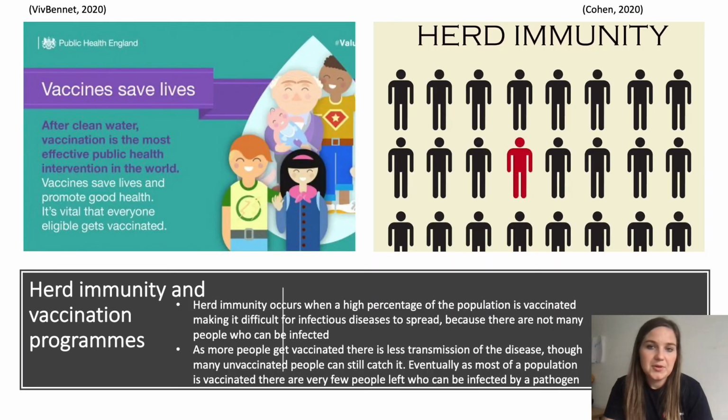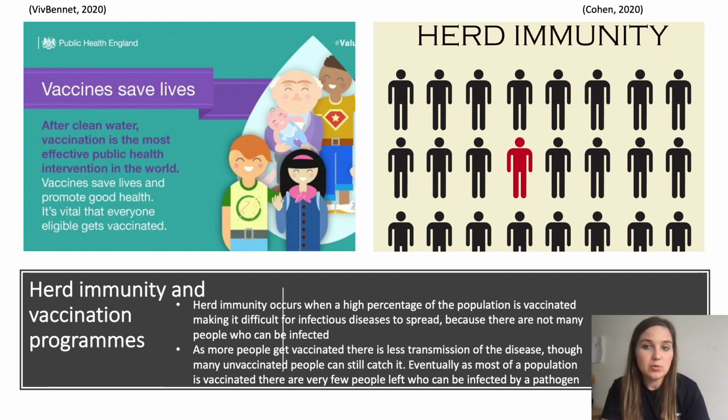So let's look at herd immunity. This occurs when a high percentage of the population is vaccinated, making it difficult for infectious diseases to be spread. Because not many people are being infected, it's highly unlikely that you'll meet someone with the disease, so we say the disease is contained. In some cases, such as smallpox, this can result in a disease being completely eradicated within the population.